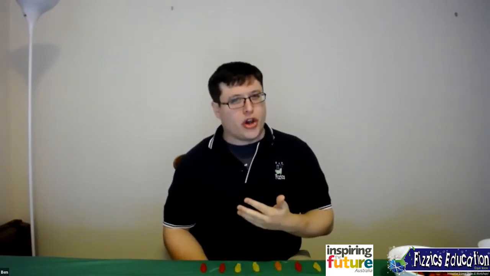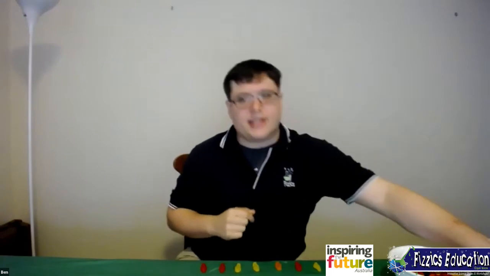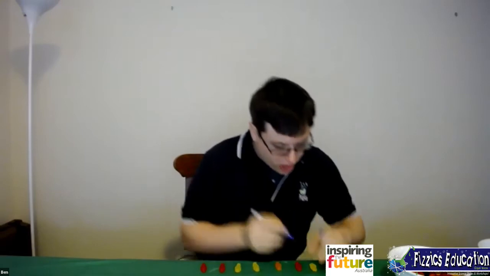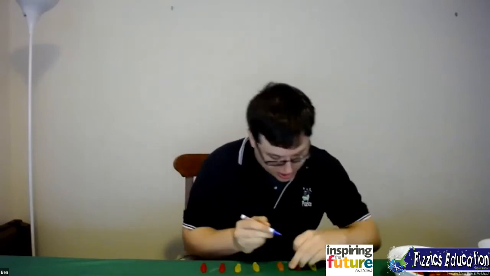Now we have to mark them. In the real world, when we mark, say, a koala or a kangaroo, we might give them a little tag around their ankle, or we might microchip them, or we might use a dye that doesn't come off their fur. We're going to use, in this instance, a texter. So I'm going to put a little stripe down the back of these jelly babies.